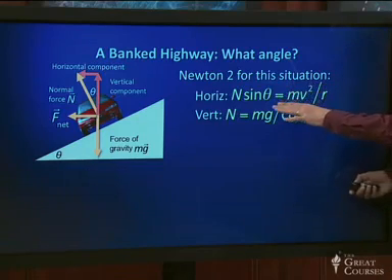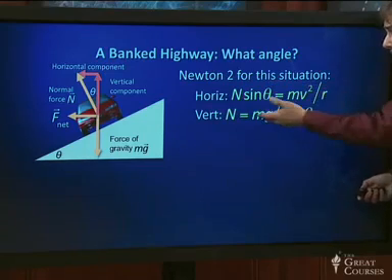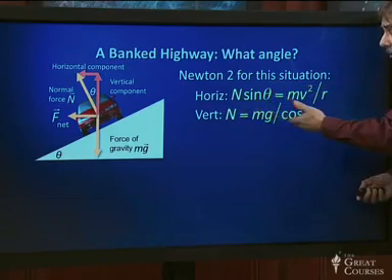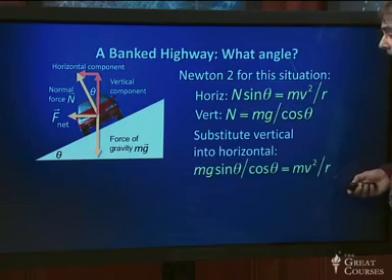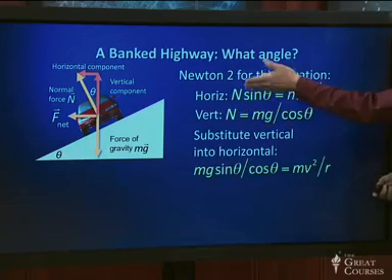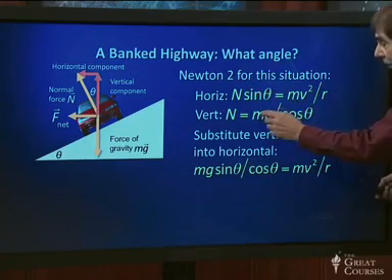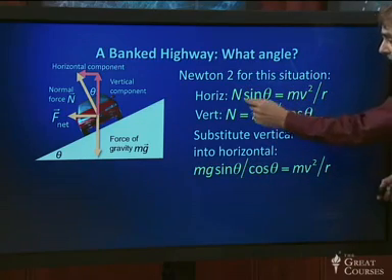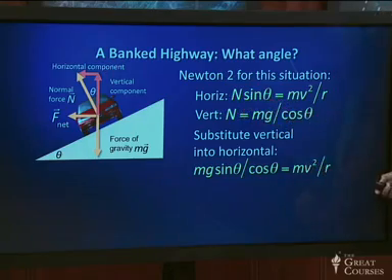So here are my two equations. The horizontal equation describing Newton's law, the forces in the horizontal direction. The vertical describing the forces in the vertical direction. I've solved one of them for n. I'm going to plug that into n. Substitute the vertical into the horizontal. I get mg sine theta over cosine theta. N is mg over cosine theta. Mg sine theta over cosine theta is mv squared over r.